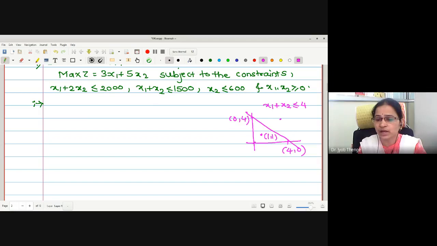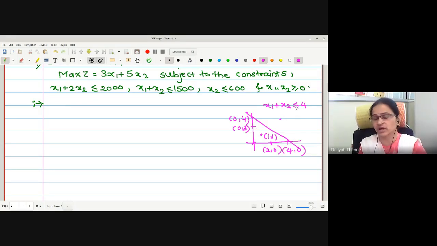Similarly, let me check for origin. If I take the point origin, coordinates are 0 0, x1 plus x2 will be 0, 0 is less than or equals to 4. Okay, if I take this point 0 3, what is the addition of the coordinates? Addition of the coordinates for this point 0 and 3 will be 0 plus 3, that is 3, which will satisfy the inequality. 3 is less than or equals to 4. Suppose I am taking another point, say 2 0. Then what is the addition of the coordinates? 2 plus 0, 2, 2 is less than or equals to 4. But easily one can observe all the points below the line are going to satisfy the inequality.